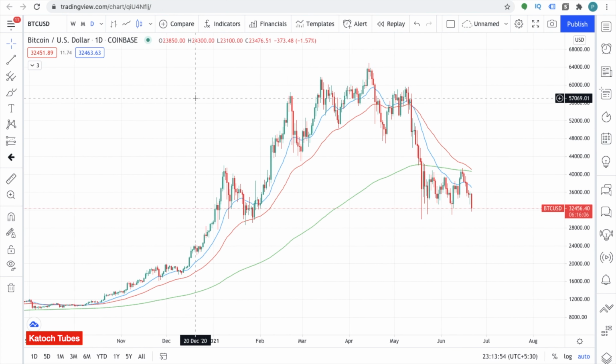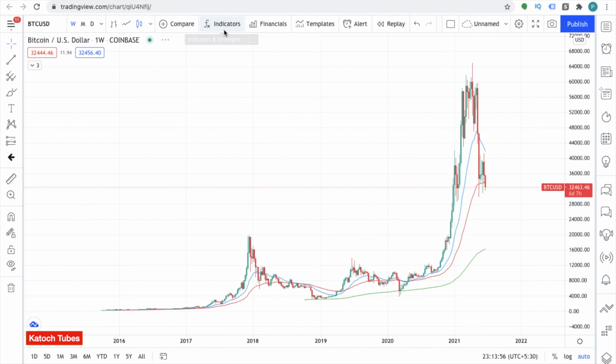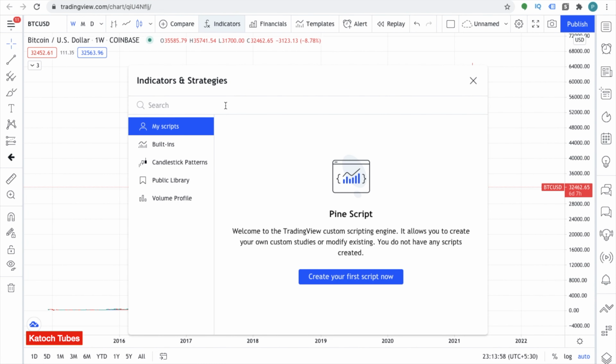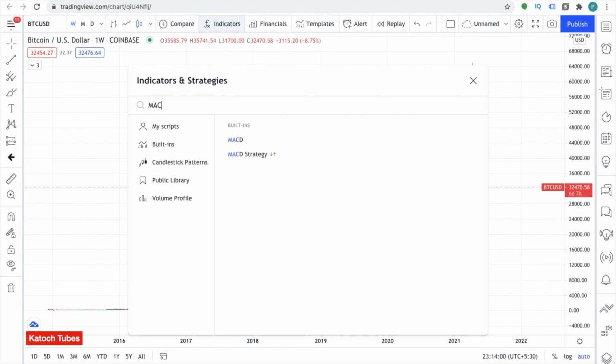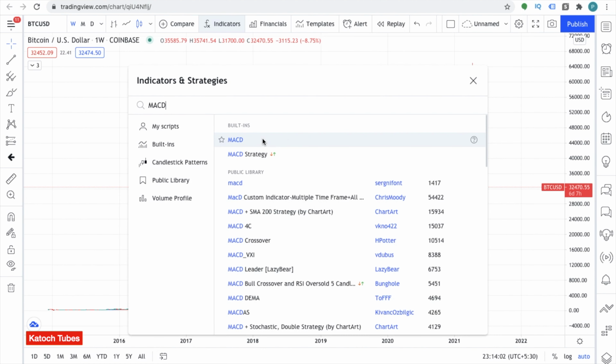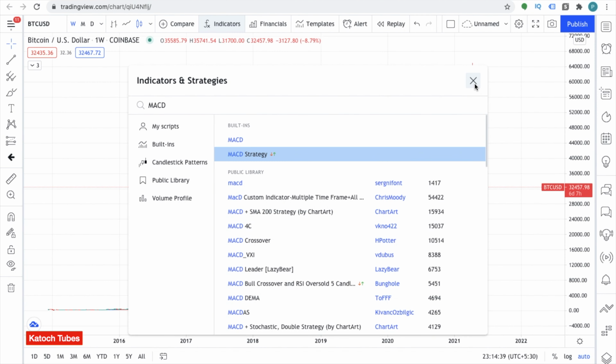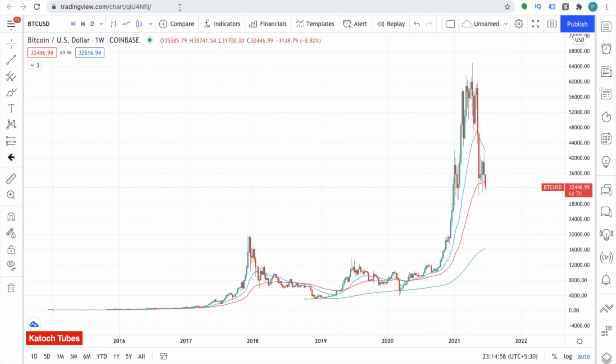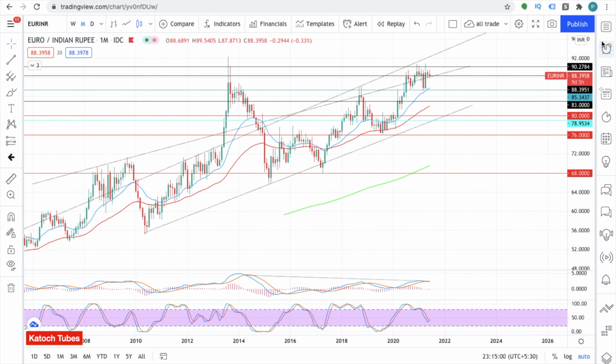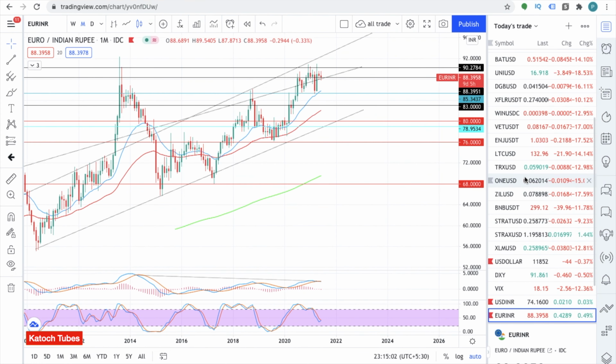Now let me add another indicator which is helpful, MACD. It is moving average convergence and divergence. So let me add it. So here, since it is my other account, it is not allowing me to add MACD, but I will show you how it looks like. So let me go back to the paid one which I am using right now and show you.